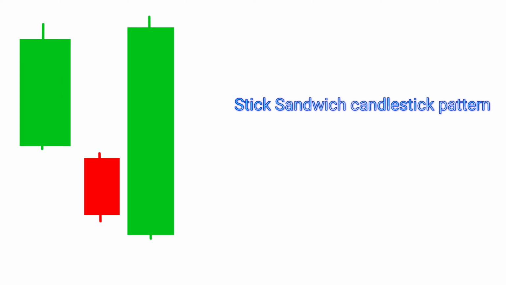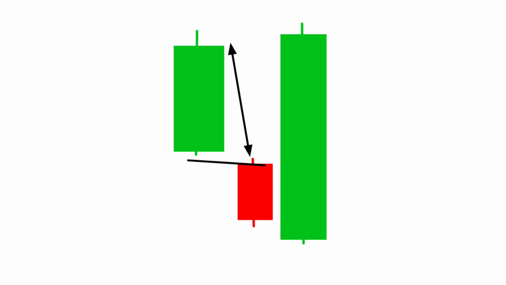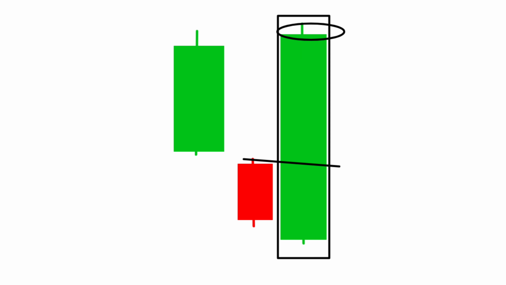The stick sandwich pattern is a three-candle formation that can be seen during both uptrends and downtrends. This pattern consists of a bullish candle, followed by a bearish candle that gaps below the previous candle's low, and finally, another bullish candle that closes above the previous bearish candle's close.